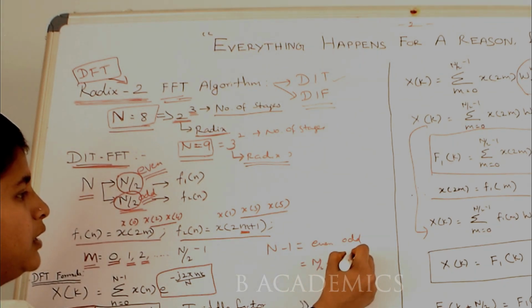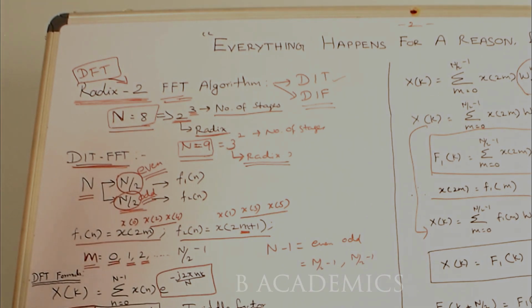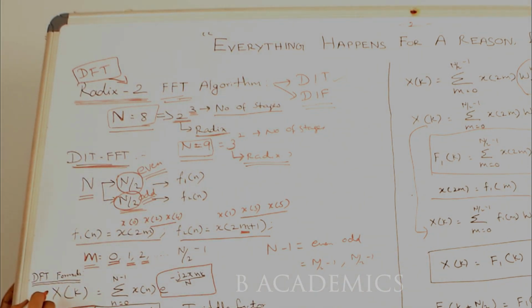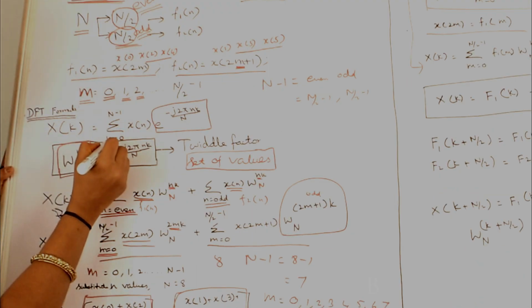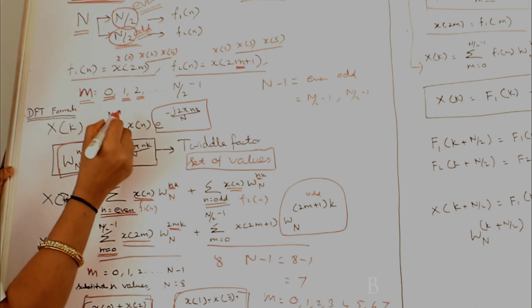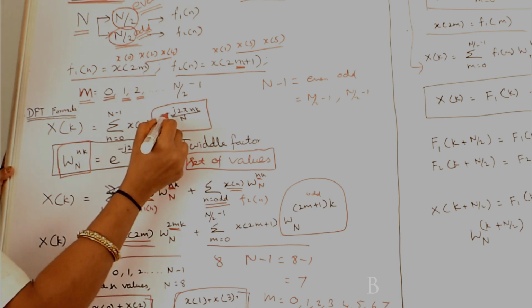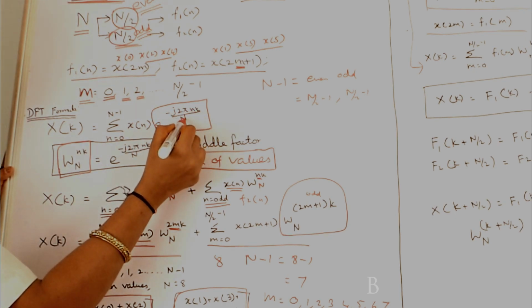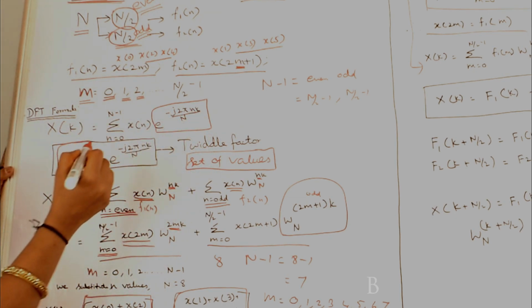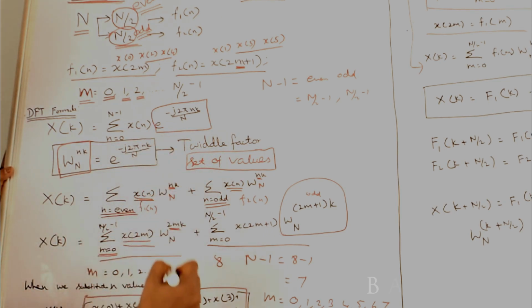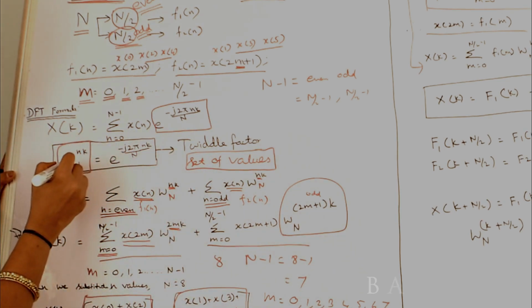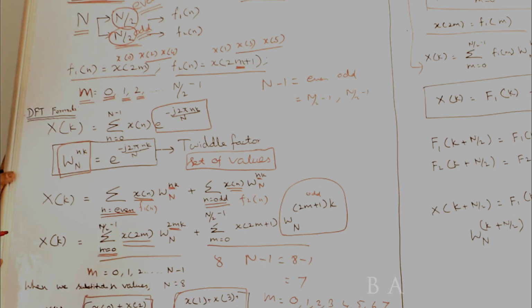your sample limits vary from 0 to N by 2 minus 1 and 0 to N by 2 minus 1. Okay? You know the DFT formula, right? X of k is equal to summation n equal to 0 to N minus 1 x of n e power minus j 2 pi nk divided by N. Okay? So here in order to simplify the derivation part, you are introducing your twiddle factor. Twiddle factor is nothing but your set of values.